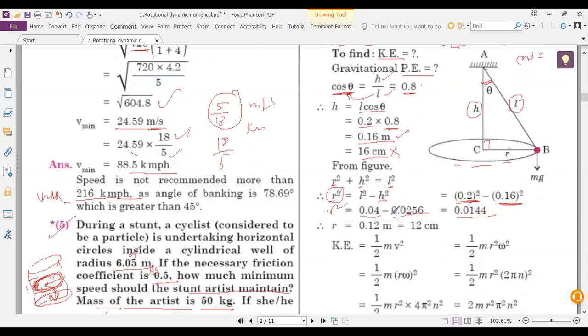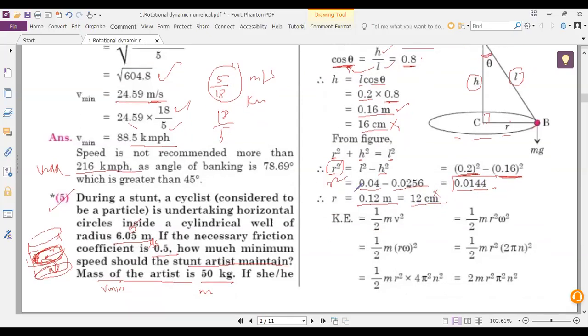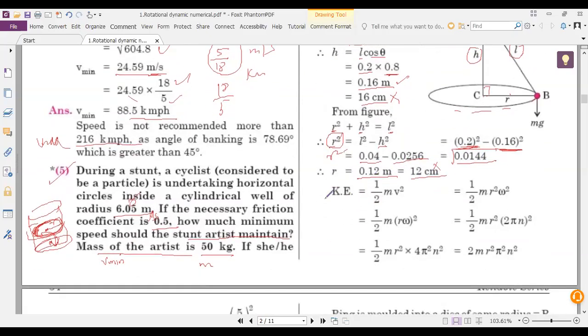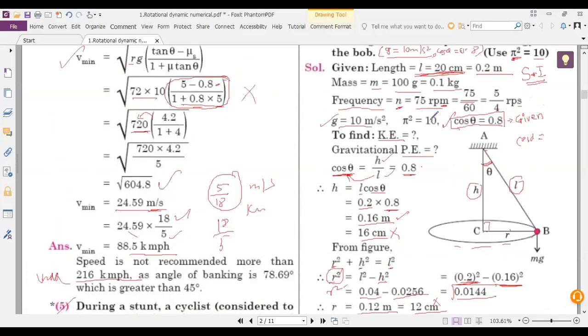Now this is R square. Take this R square to the right-hand side. It becomes the square root of 0.0144. We know the value of 144. What is the value of 144? It is the square of 12, right? So it becomes 0.12 meter. Now convert this 12 into centimeter? No need to convert this. No need to convert. Now we are coming to the final.